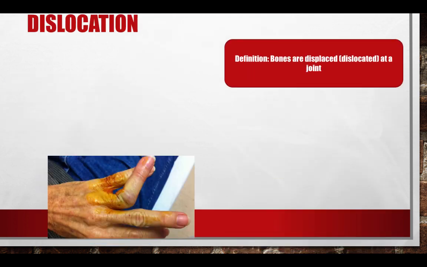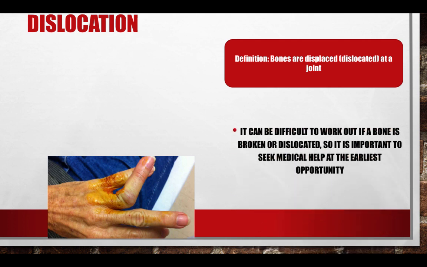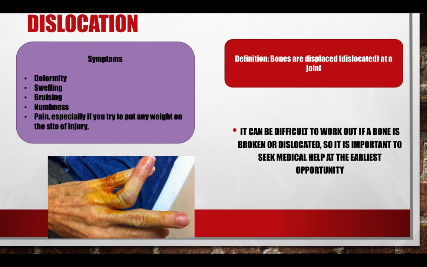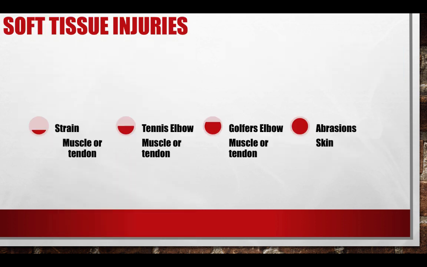Dislocation. Bones are dislocated at the joint. It can be difficult to work out if the bone is broken or dislocated, so it is important to seek medical help at the earliest opportunity. Some of the symptoms: deformity, swelling, bruising, numbness, pain, especially when you're trying to put weight on the site of the injury.